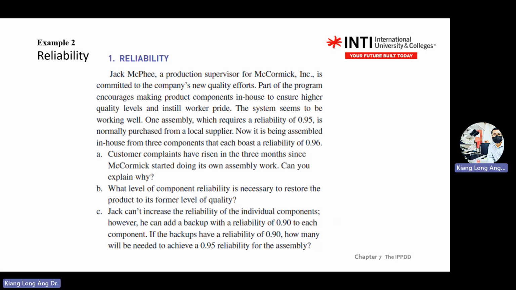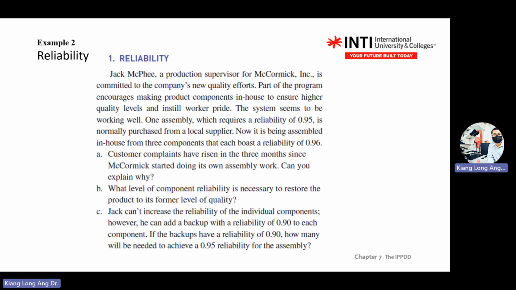Okay. So this company, Jack is a supervisor of this company. Is committed to the company's new quality effort. So you do want to do something, improve the products or make new products or new services. But the program encourages making product components in-house to ensure high quality levels and instill work pride. So what is the objective of the program? The earlier intention is that they want to make the part components in-house. The system seems to be working well.